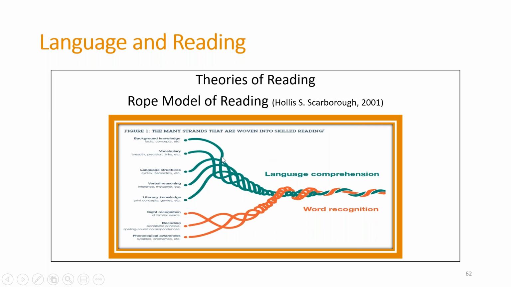We need to remember that there's a lot of different strands that go into each of these skill areas. So for language comprehension, students have to have strong background knowledge, they have to have strong vocabulary, language structures, verbal reasoning, and then literacy knowledge. And then for word recognition, there has to be good phonological awareness, there has to be good decoding, and then sight recognition. So a breakdown in any one of these areas in language comprehension or word recognition can impact the student's reading abilities. So if we think about how important language is to becoming a strong reader, and we look at each of these different strands, we'll have a better understanding of where that breakdown might be for the student and where we might need to intervene the most.